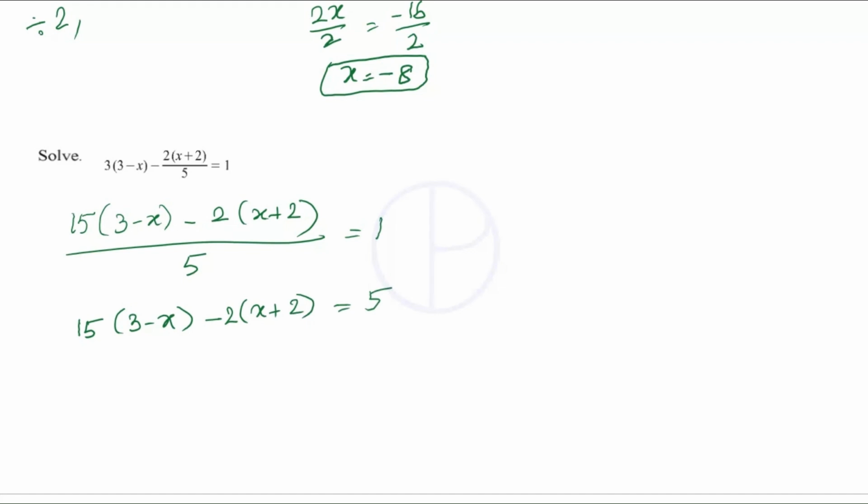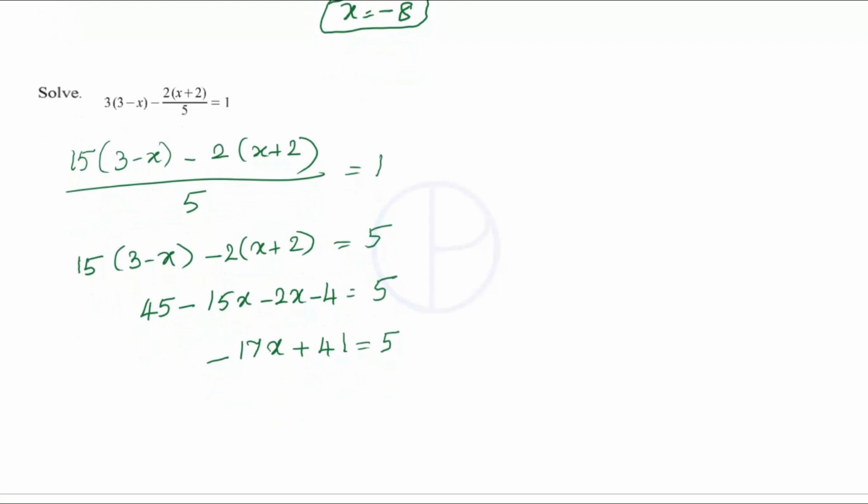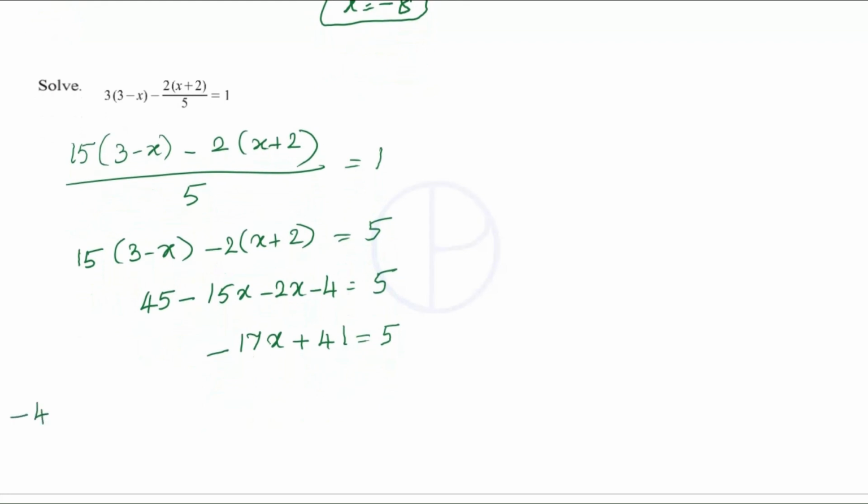Okay. Now expand the bracket. So we get 45 minus 15x minus 2x minus 4 is equal to 5. Now combine the like terms. Negative 17x plus 41 equal to 5. Now subtract 41 on both the sides. So we get negative 17x equal to 5 minus 41.